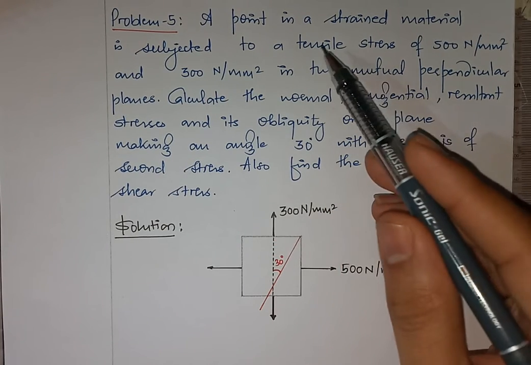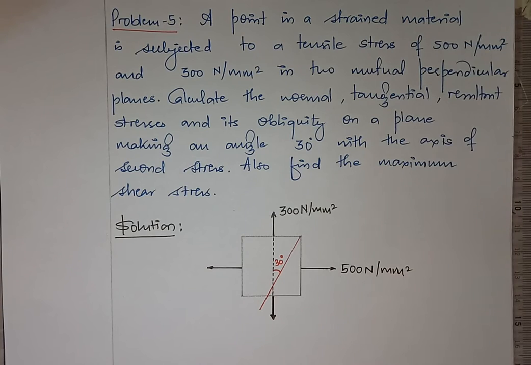A point in a strained material is subjected to a tensile stress of 500 Newton per mm square and 300 Newton per mm square in two mutually perpendicular planes. Calculate the normal, tangential, resultant stresses and its obliquity on a plane making an angle of 30 degrees with the axis of second stress. Also find the maximum shear stress.